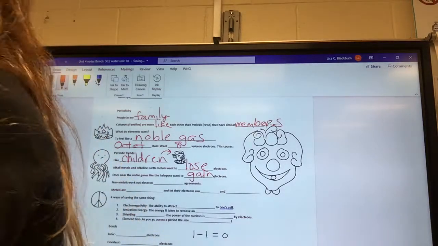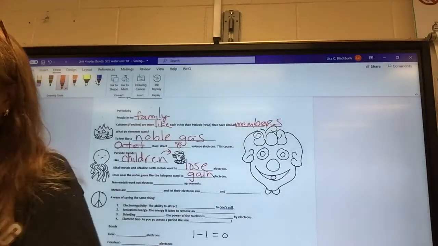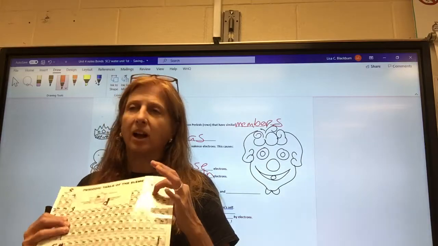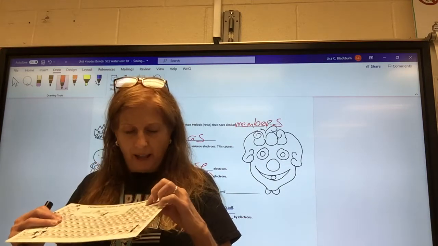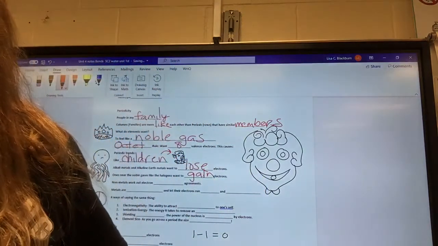Okay, so the other one is, the ones near the noble gases want to gain electrons. So the halogens want to gain 1 electron. How about oxygen's family? How many do they want to gain? 2. And nitrogen's family? 3. Okay, so those are the ones that want to gain.